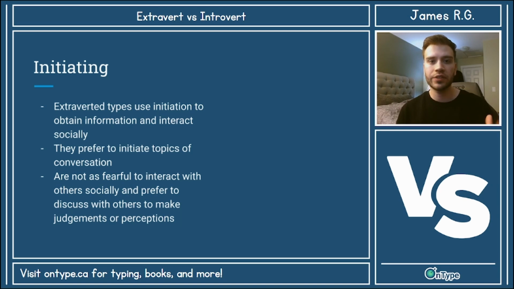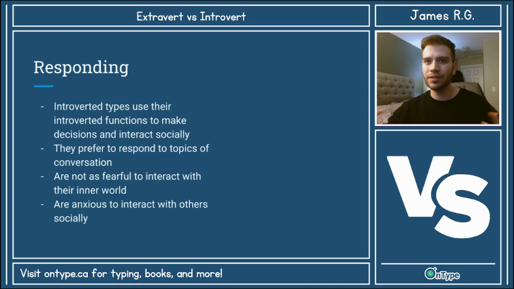So they use that external world to make their own decisions, judgments and perceptions and be certain of them, because they're more certain with the external world, or other people's ideas, perceptions and decisions, than they are with their own. That's a big differential, I don't think that's a word, but difference between these two. So for responding types, introverted types in general, they use their introverted functions more to make decisions and interact socially. So they're kind of like the interviewee.